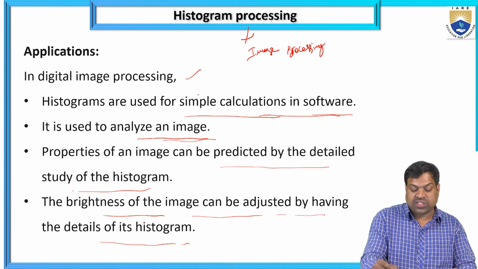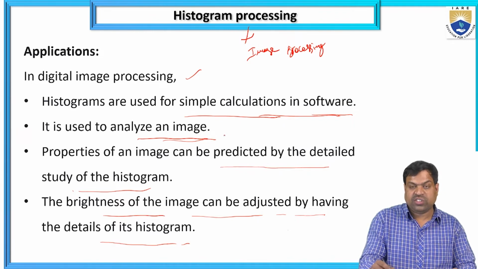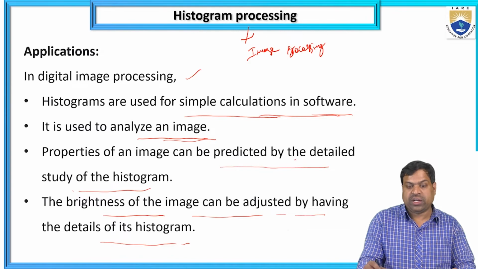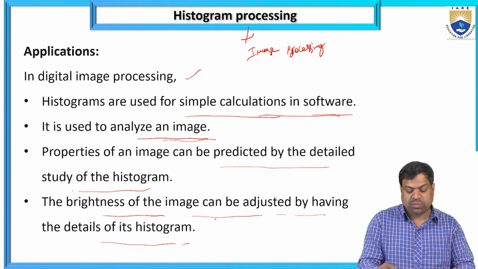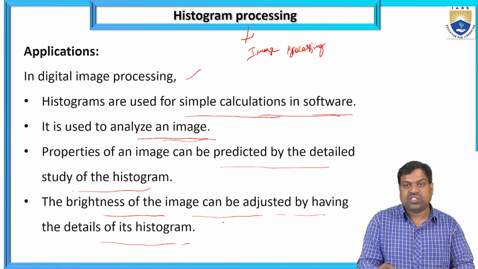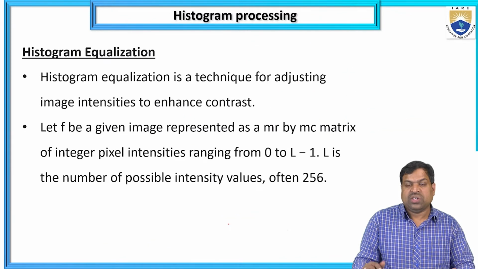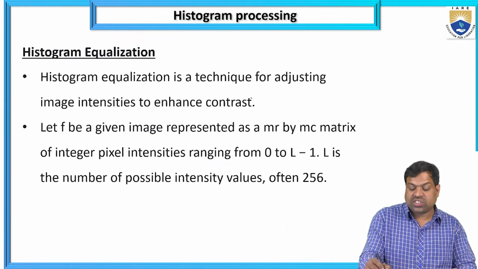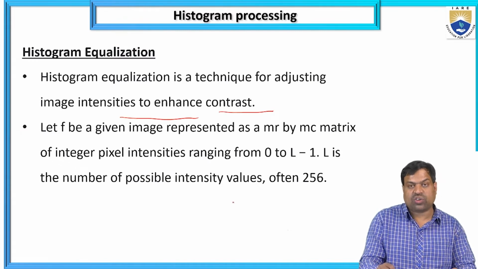So these are the applications. Histograms are used in simple calculations in software. It is used to analyze an image, and the properties of an image can be predicted by the detailed study of the histogram, and the brightness of the image can be adjusted by having the details of the histogram. So histogram equalization is a technique for adjusting image intensities to enhance the contrast.